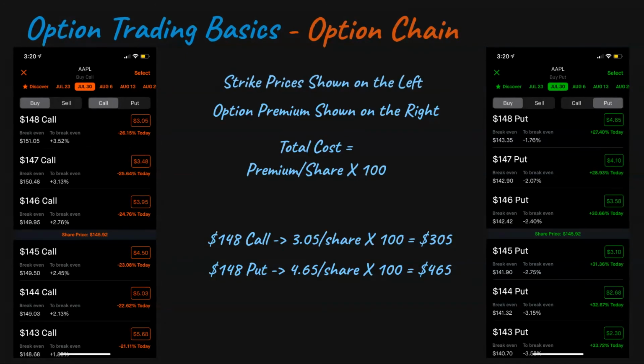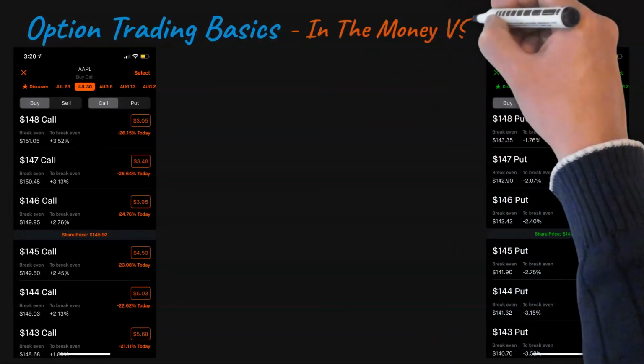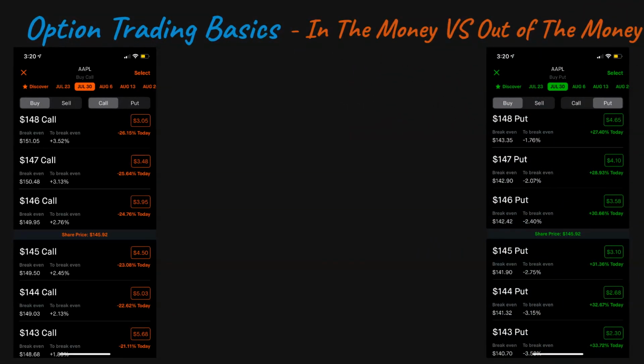contract. Now, if you've understood everything so far, you may be thinking, why in the world would I pay almost $300 to buy 100 shares of Apple at 148 when it is trading at 145 and 92 cents? Well, the reason is leverage, but I will discuss that in another video. For now, let's talk about in the money versus out of the money and what that means on the option chain and for option contracts.